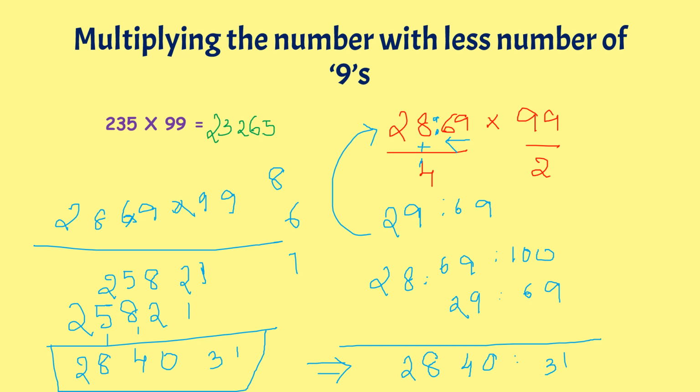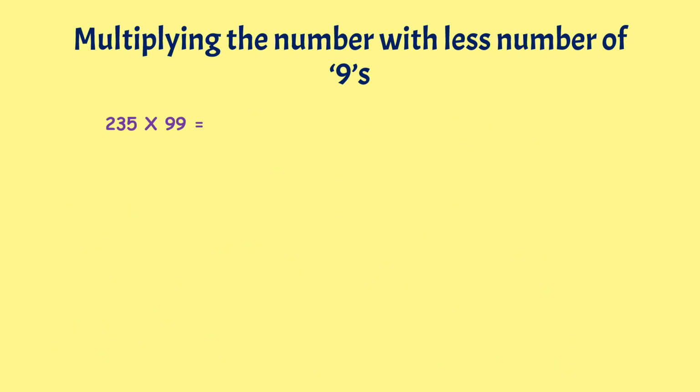So friends, practice this trick properly so that it will be very easy for you to understand. Then let us check another thing. If you are given a 4-digit number and you have to multiply with only 3 nines, for example, 2869 into 999. Here, how many digits are there? 4 digits are there. How many nines are here? 3 nines are there.